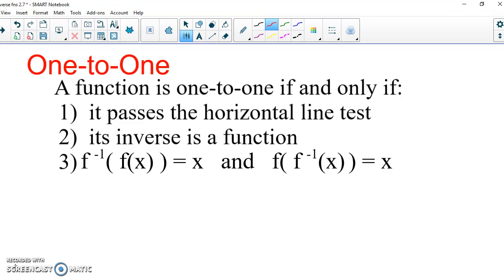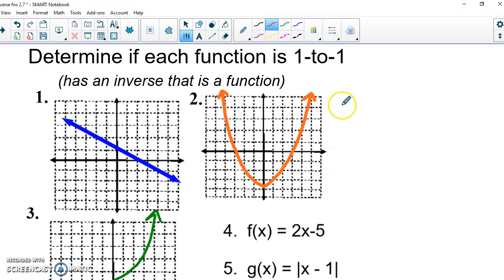Okay, so three things have to happen in order for it to be one-to-one. First of all, it's got to pass the horizontal line test, and we'll talk about that in a minute, as opposed to the vertical line test. Its inverse has to be a function. And when I do a composite function of f of x and the inverse of each other, I should get x as a result, no matter what order I do it in. Okay, so let's do an example here.